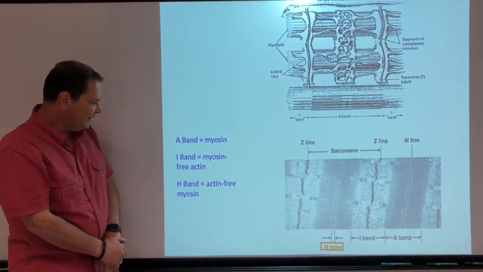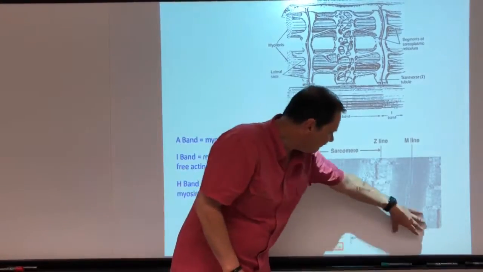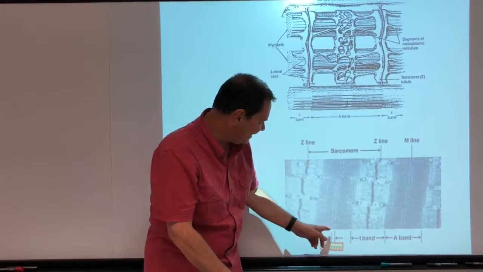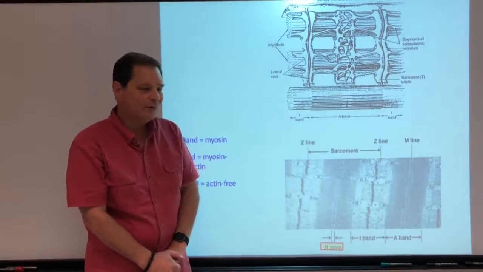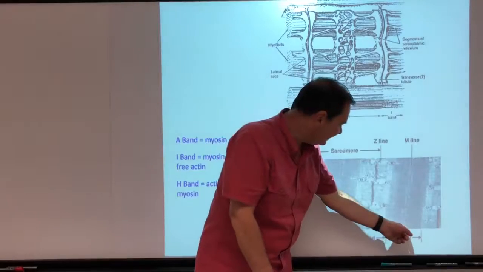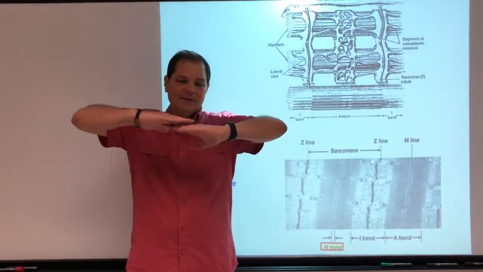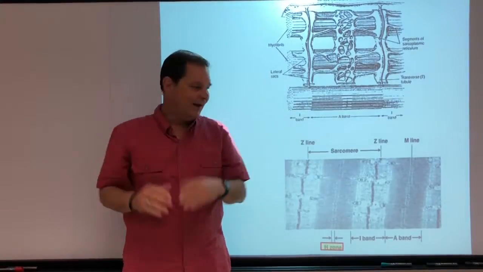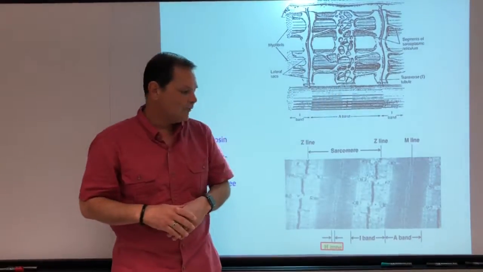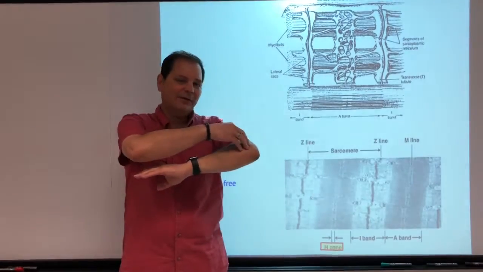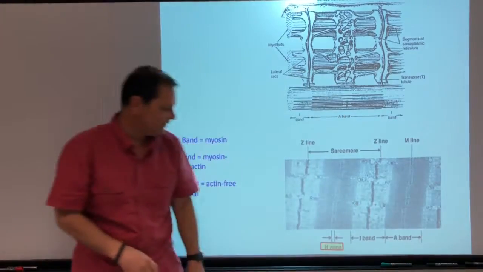Your H band is actin-free myosin. So here's your A band with myosin, okay? And you'll notice that it gets a little bit lighter here and here. This is your H zone, okay? And this is made up of myosin, but with no actin overlapping. So the actin overlaps with the myosin on the outer edges of the A band, but here in the middle, you run out of actin, there's no overlap, and all you have is myosin. That's where your H zone is, okay?